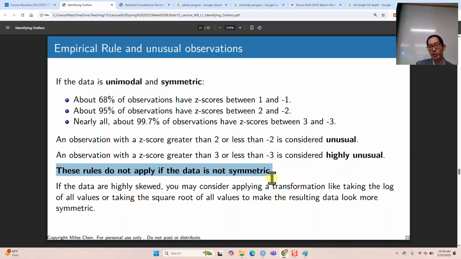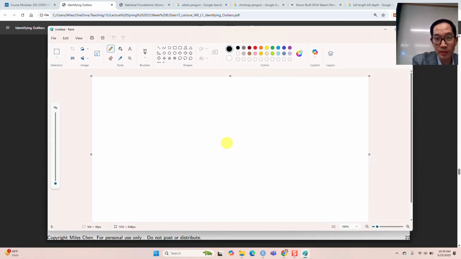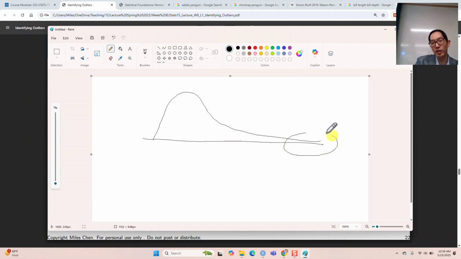These rules don't apply, though, if the data is not symmetric. So if you have very skewed data, basically the histogram looks like this, with a long tail over here, this is something that's skewed. This could be something like income, right? You have 0 and maybe 200K. The vast majority of people make between 0 and 200K. But then you have millionaires and people whose incomes are millions of dollars a year.